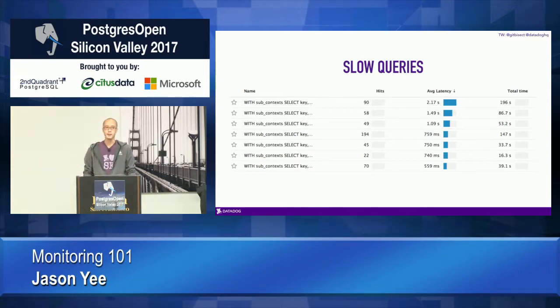Sidetracking here. Slow query log. In your Postgres configuration, you can enable it. Set a minimum time. Any query that runs over that time will get logged. So that's a really easy way to see what queries are running slowly in your Postgres. And then you can start to address those.